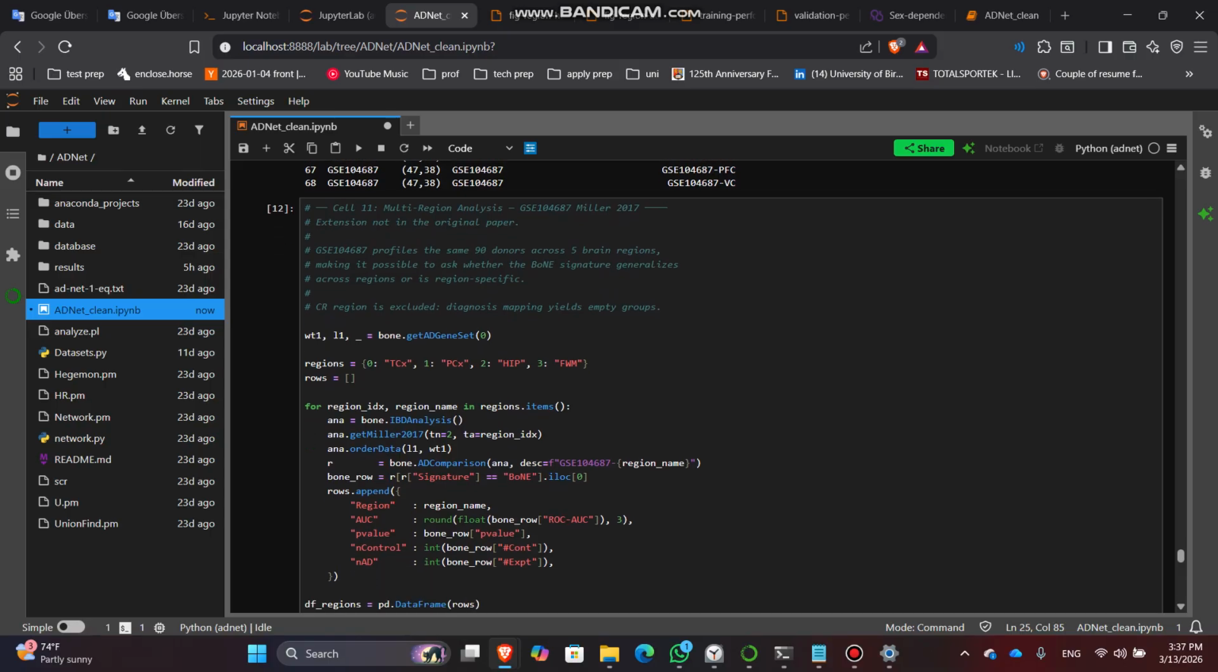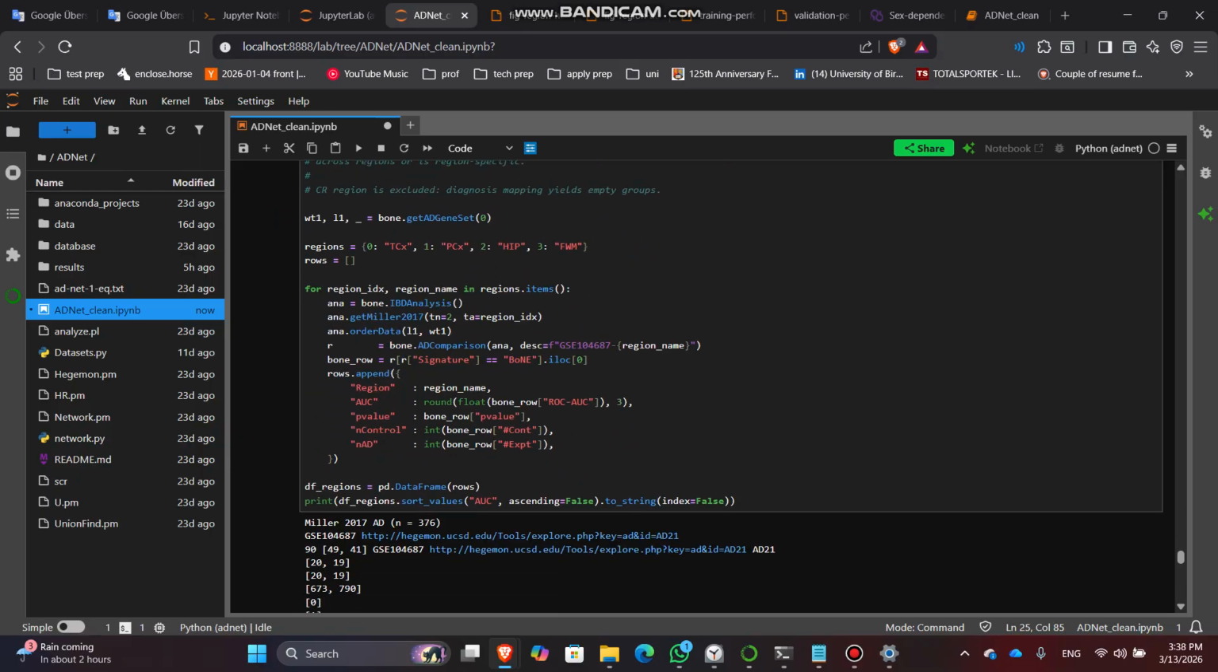This is the new analysis I added, not in the original paper. The Miller 2017 dataset is unique in Bolad because it profiles the same 90 donors across 5 brain regions. This lets us ask a question the paper doesn't answer. Does the bone signature generalize across brain regions or is it region specific?